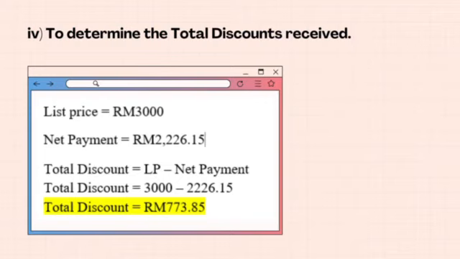Number 4 is to determine the total discount received. In order to find the total discount received, we use list price minus net payment. List price is 3,000 and net payment is 2,226.15. So the total discount received is RM773.85.